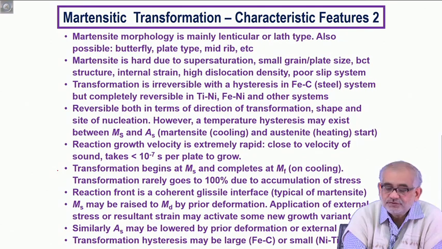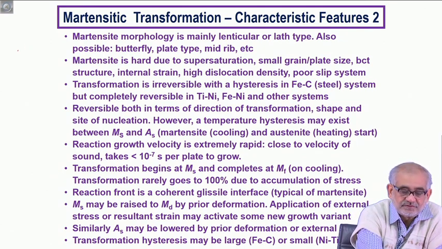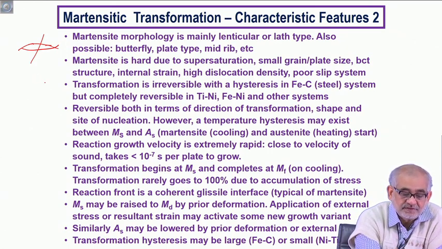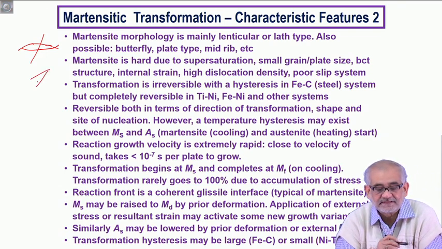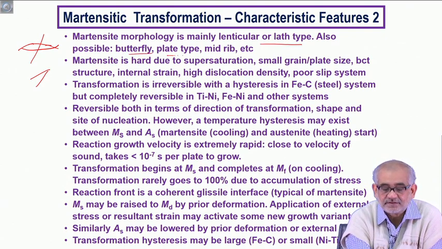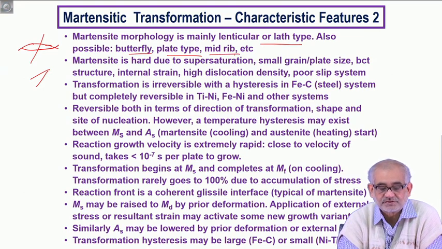Now, the morphology usually, as I said, is of lenticular shape. So, typically you would expect a lens like shape, and if you see half of it, or your section is such that you are viewing at a different angle, you tend to see such needle like or spear like structure. But instead of lenticular or lath type, you can also see butterfly or plate type or midrib structures and so on, primarily in non-ferrous systems.